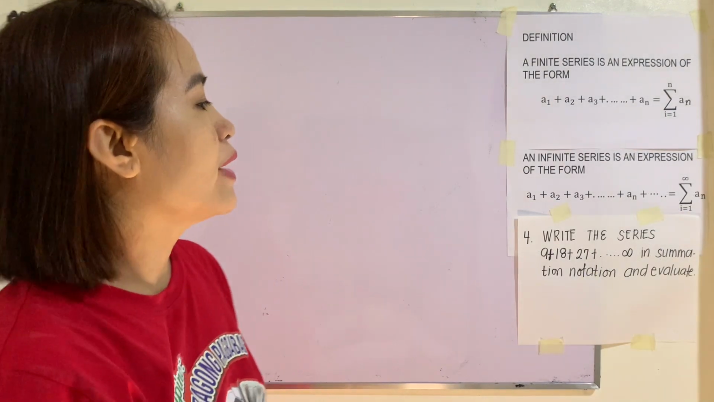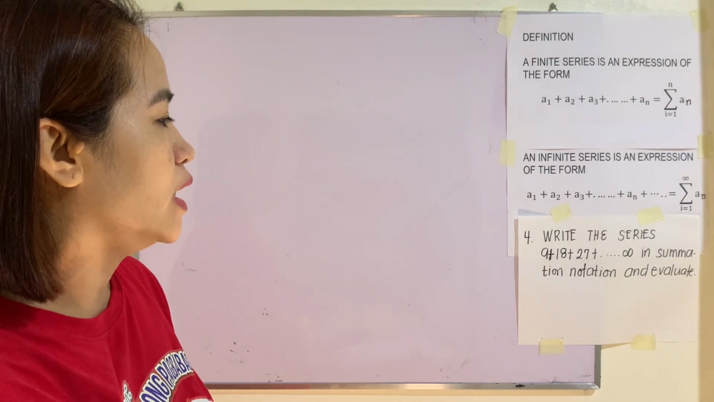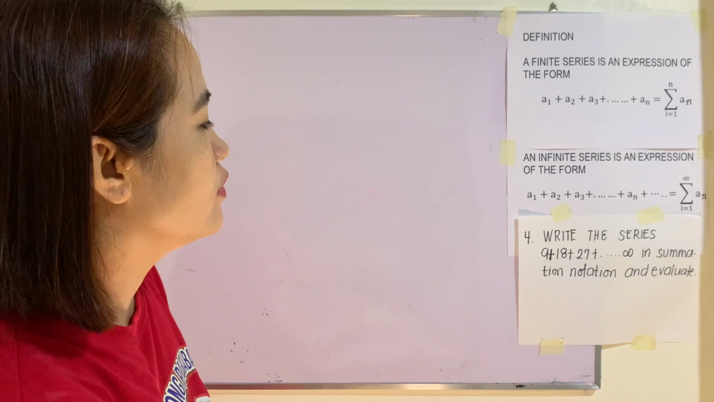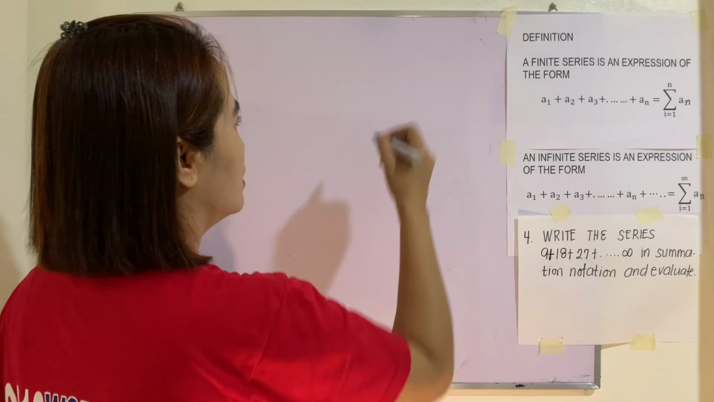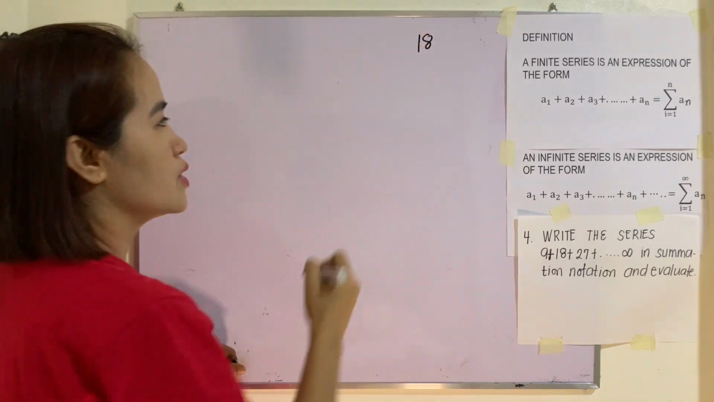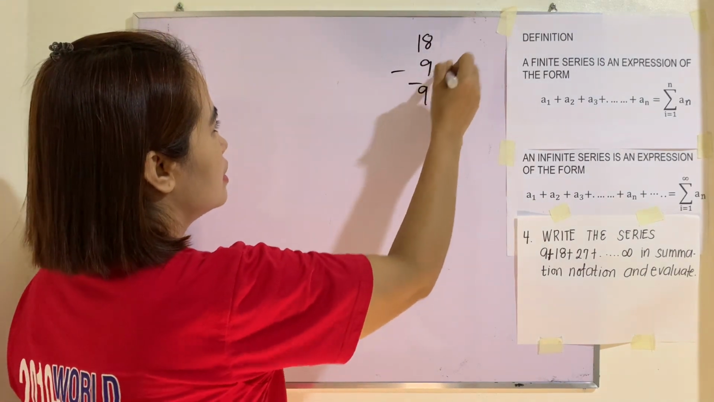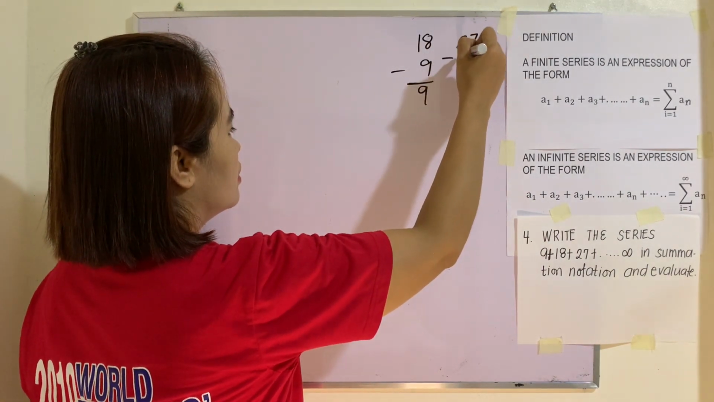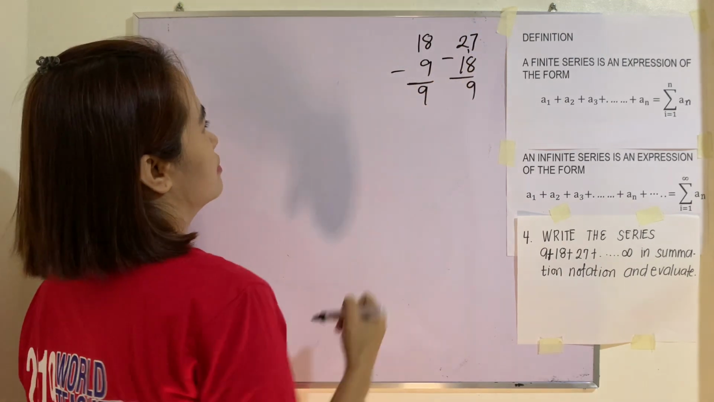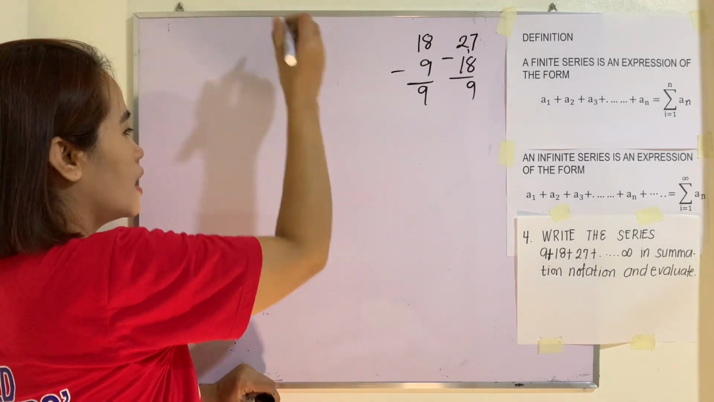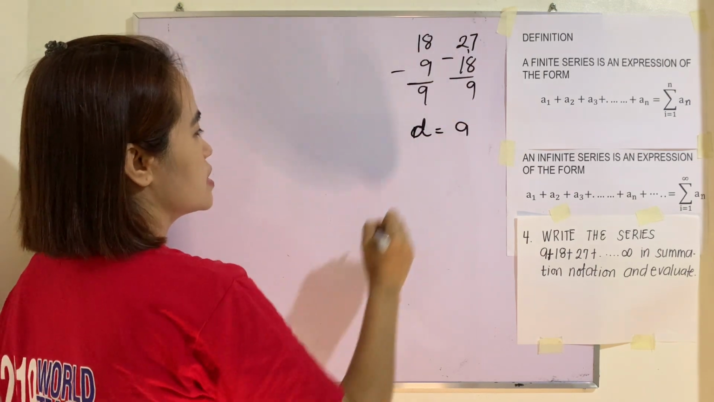Example number 4, write the series 9 plus 18 plus 27 plus up to infinity in summation notation and evaluate. So as you can see, we have 9 plus 18 plus 27. Let's see whether it is a geometric series or an arithmetic series. 18 minus 9 is 9. 27 minus 18 is also 9. So therefore, this is an arithmetic series. There is a common difference of, of course, 9.